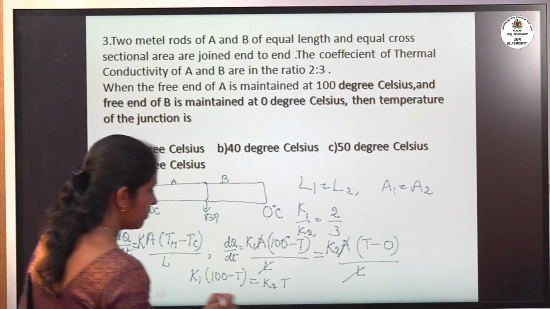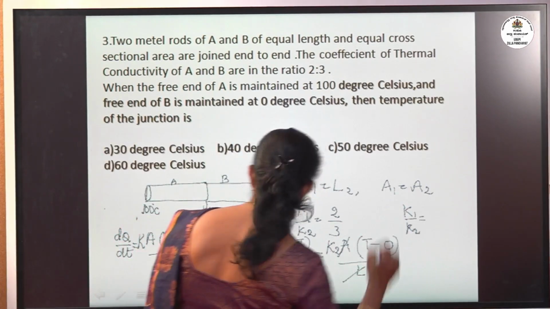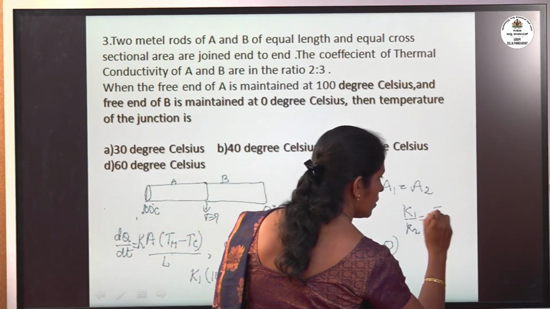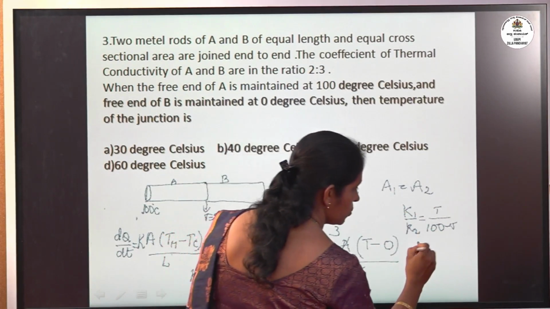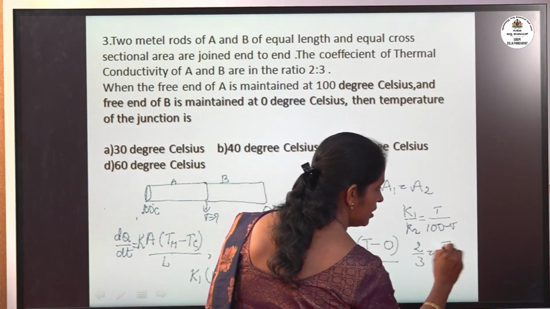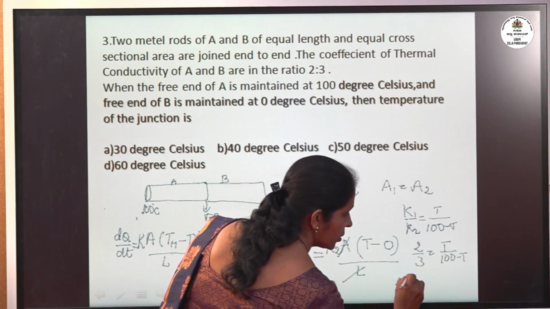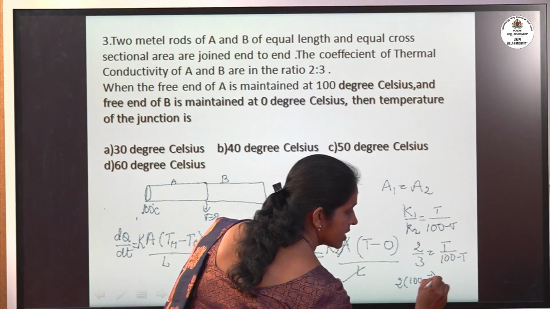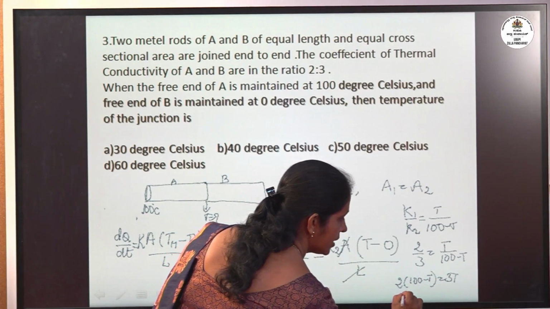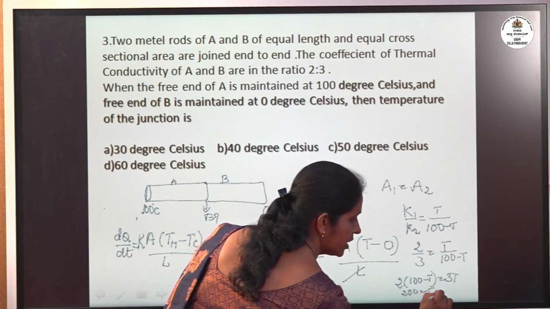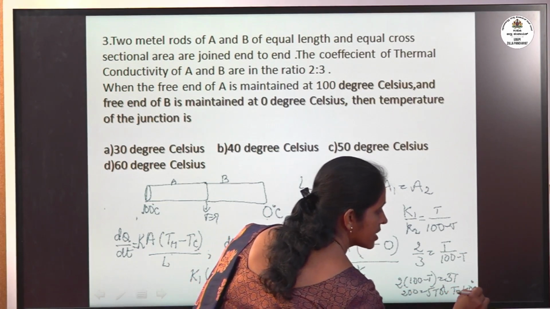Rearrange the equation. K1 by K2 is equal to T by 100 minus T. But K1 by K2 is given, it is 2 by 3. So 2 by 3 is T by 100 minus T. Cross multiply, we get 2 into 100 minus T is equal to 3T. Rearrange the equation, open the bracket, we get 200 is equal to 5T, or T is equal to 200 divided by 5, that is 40 degrees Celsius.